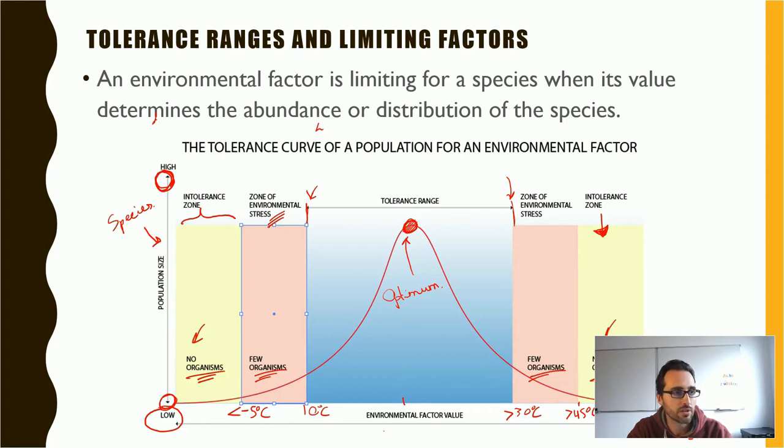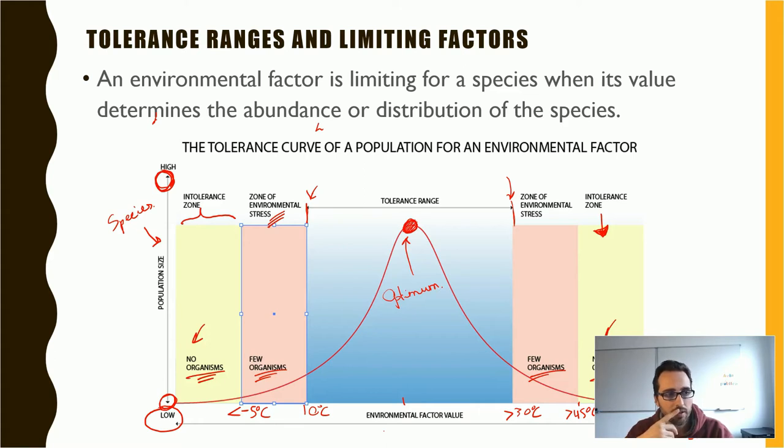This graph is different for each kind of species. You can consider different kinds of trees or plants, different kinds of organisms, microorganisms, mammals, lizards, any kind of living being. All of them are going to have this curve, and you have to consider this.